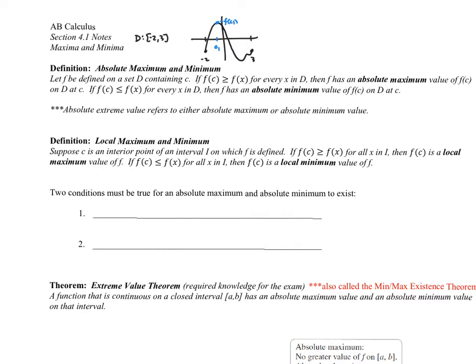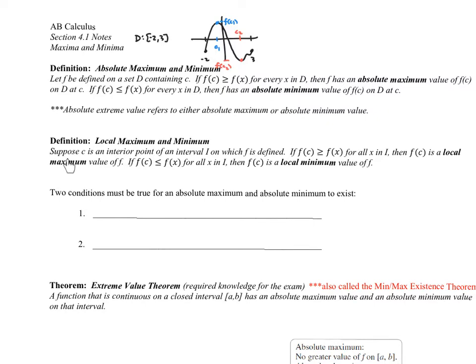I would have an absolute minimum value here at c2. This would be f of c2 because that's the smallest output or the lowest output on that interval. Okay, now absolute extreme values refer to either absolute maximums or absolute minimums. Now a local maximum or minimum is just in a general area what the largest possible value would be.